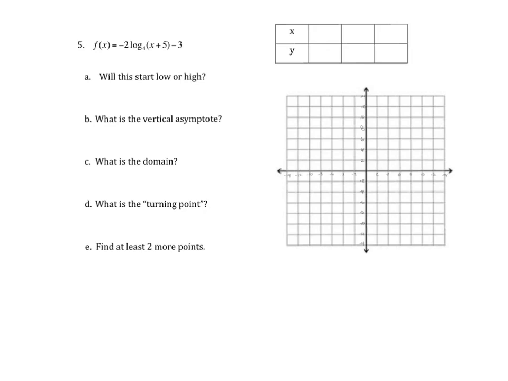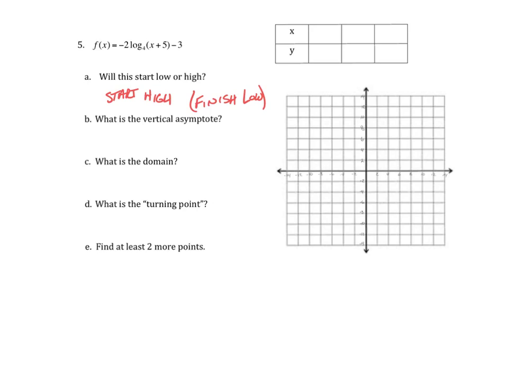So we are looking at f of x equals negative 2 log base 4 of x plus 5 minus 3. And the easy stuff we should get cleared out here right away. This negative 2 tells me it's going to finish down low. So let's go ahead and say that it's going to start up high. Okay, start high. Of course, it'll finish down low.